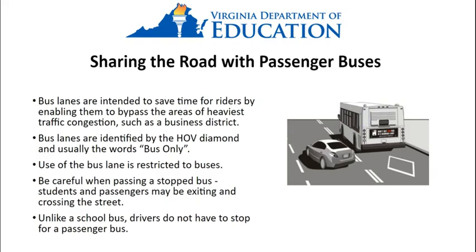Sharing the road with the passenger bus. Bus lanes are intended to save time for riders by establishing a bypass in the heaviest traffic congestion, also in a business district. This yellow or white diamond is considered HOV, or it could have the words bus only on there. Be careful when passing stopped buses. Students or passengers may be exiting and crossing the street. Unlike school buses, passenger buses, you do not need to stop for them.